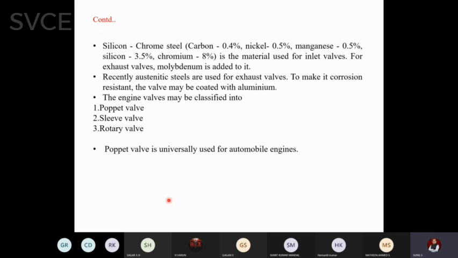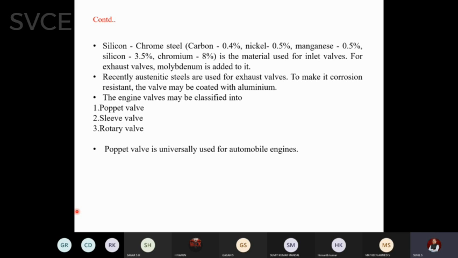For exhaust valves, molybdenum, which is a metal, is added in good proportion so that it has the property of withstanding high temperatures. Sometimes austenitic steels are used for exhaust valves. What do you mean by austenitic steels? You just open the iron carbon equilibrium diagram of MSM and you will come to know. Austenite and martensite are different combinations. Why are these austenitic steels used? Because they make the valve corrosion resistant. Again, the next question arises: why are inlet valves not made of corrosion resistant material? Why are only outlet valves made so?